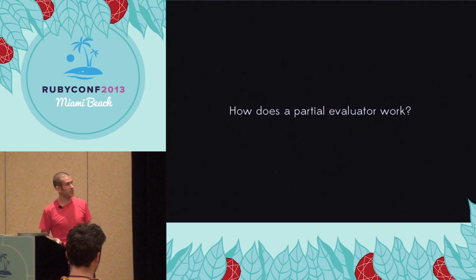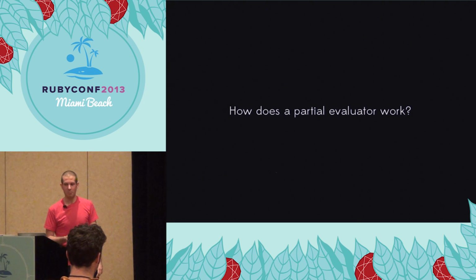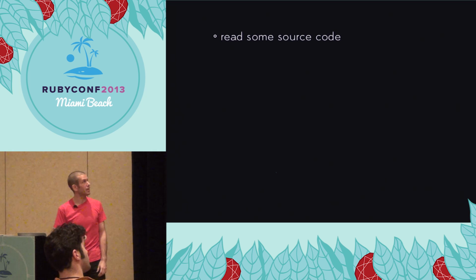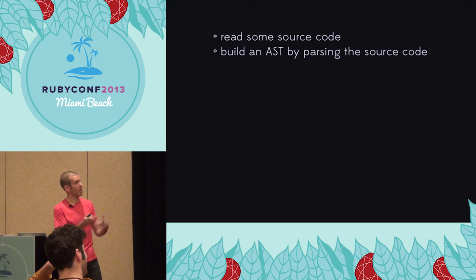So that's easy enough to say, but how do these partial evaluators work? Well, they work a lot like compilers and interpreters. They're just more complicated, and I don't have time to show you how to build one in Ruby. But briefly, what happens is you read in some source code, just like an interpreter or a compiler. You build an abstract syntax tree, just like an interpreter or a compiler.